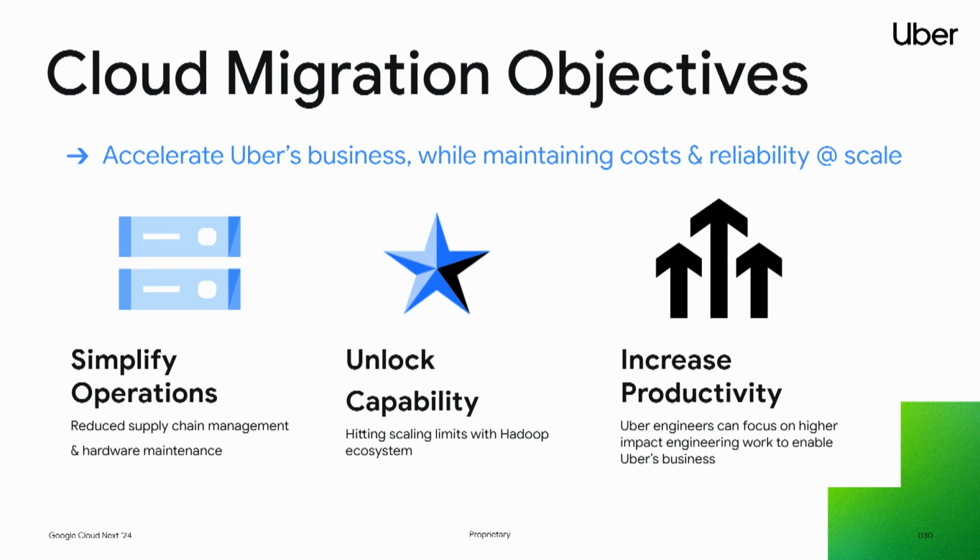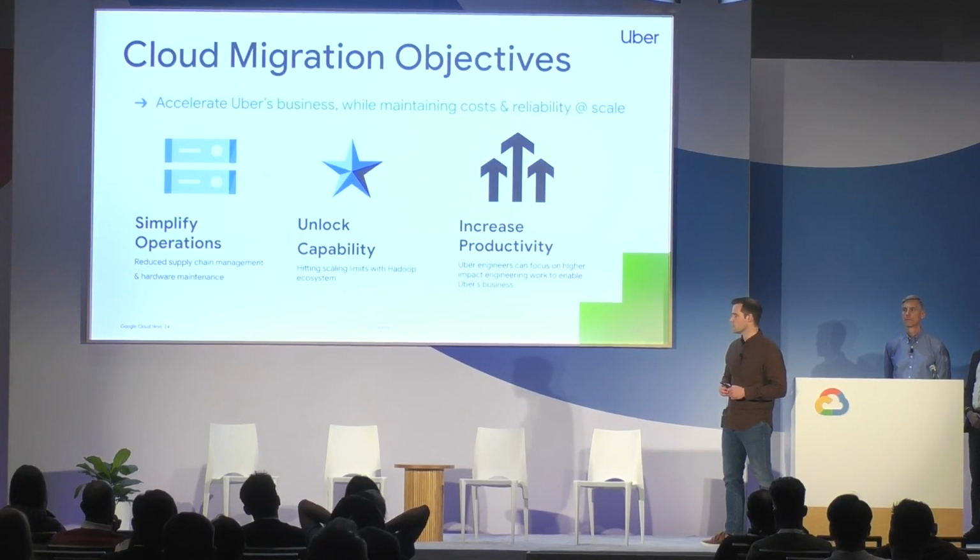So why are we doing this migration? The first reason is to simplify operations. By working with GCP, we're able to substantially simplify our supply chain management, as well as hardware management. We're able to unlock new capabilities. In 2009, when Uber was founded, the Hadoop ecosystem was a natural fit for Uber, and it scaled well for us over the last 10 plus years. But we're starting to hit scaling limits now. And those scaling limits are not just software related, we're also hitting hardware related issues. For example, some of the specialized HDFS configurations we have are getting harder and harder to buy. And the last one is to increase productivity. The less Uber engineers are worrying about issues with infrastructure, the more they can focus on higher impact engineering work for Uber.